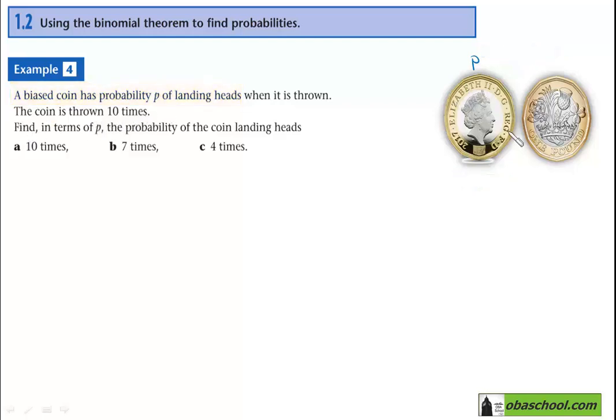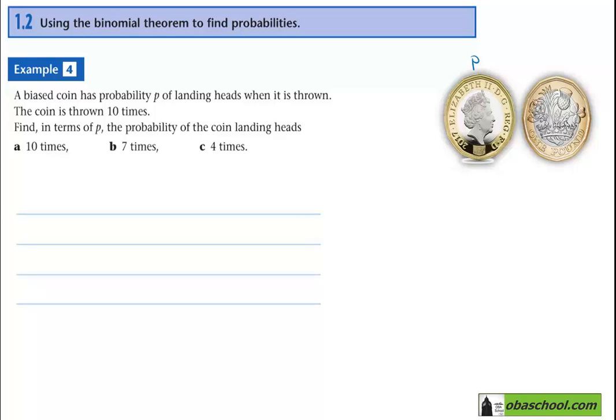The coin is thrown 10 times. We threw one coin 10 times. Required in this question to find the probability in terms of P of the coin landing heads in part A 10 times. Therefore, we threw the coin 10 times and recorded the outcome. In part A, we are asked about the probability that in all these 10 times the coin landed head.